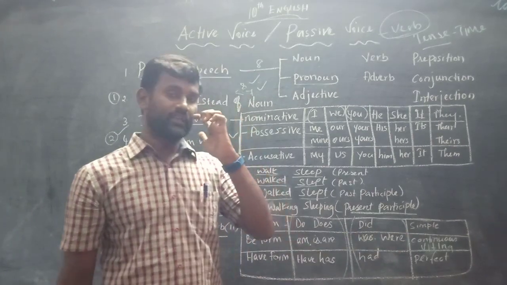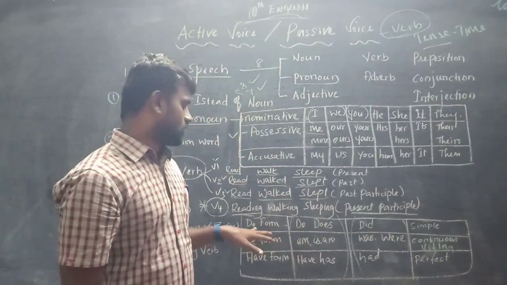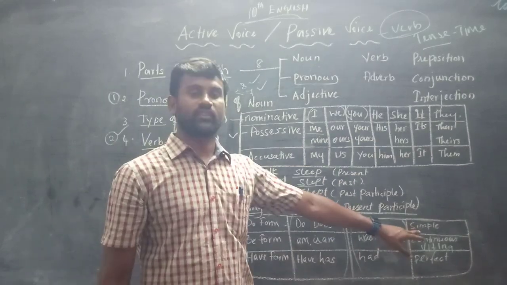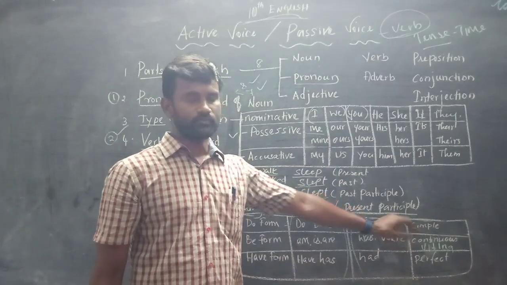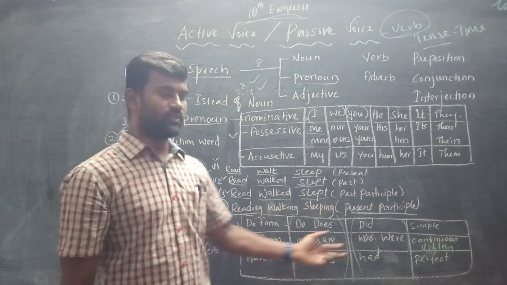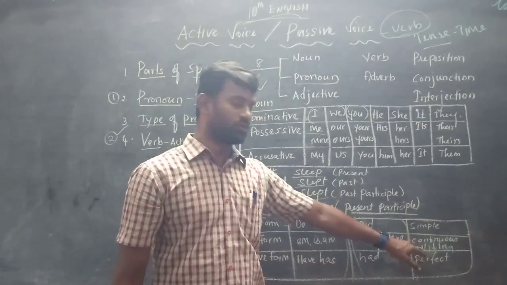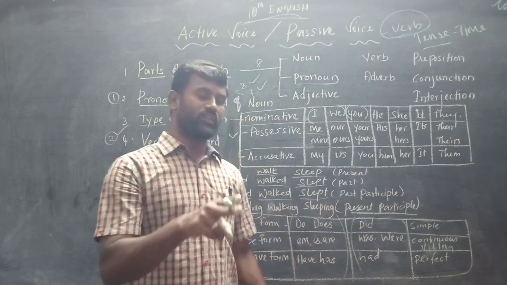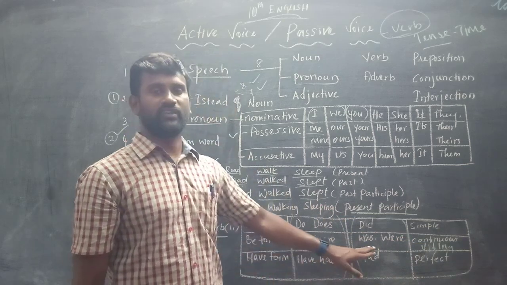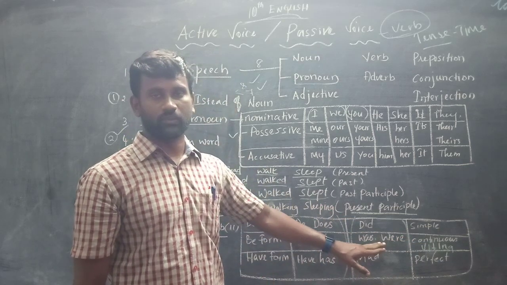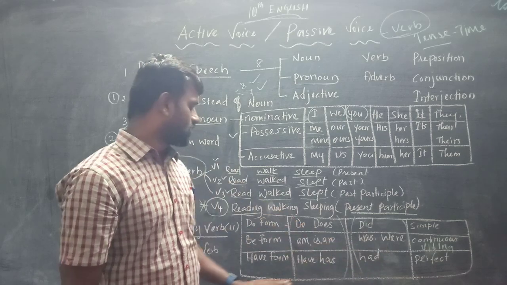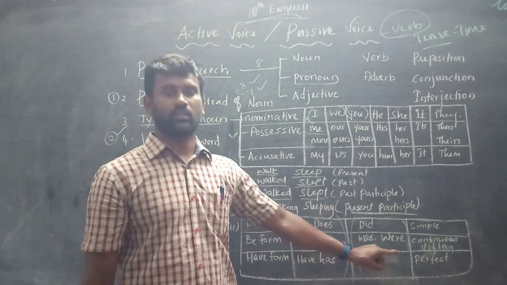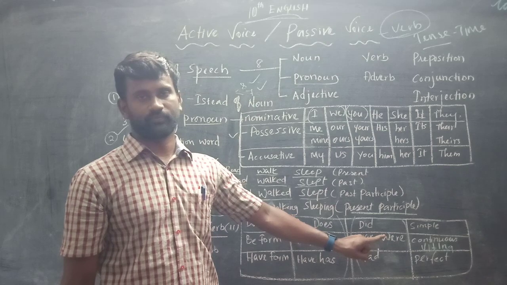And regarding tenses, the do form is used in the simple tense, and the be form is used in the continuous, as I told you earlier, verb 1 plus ing along with the be form auxiliaries, and the have form is used with the perfect tense.